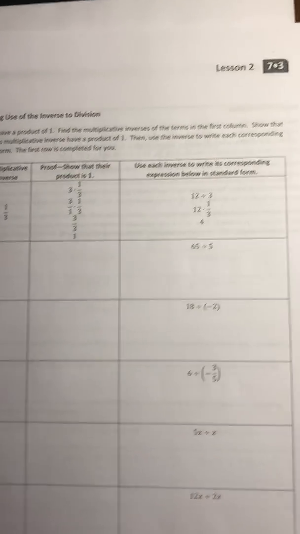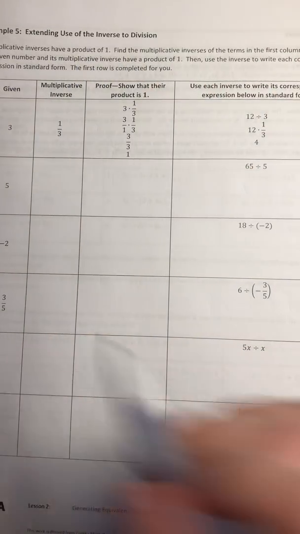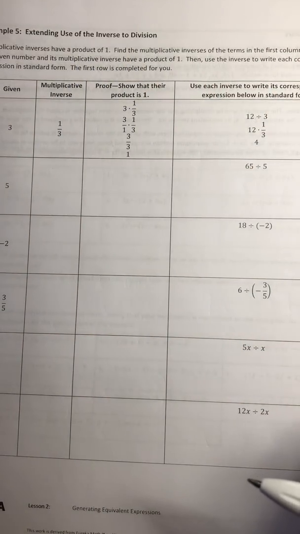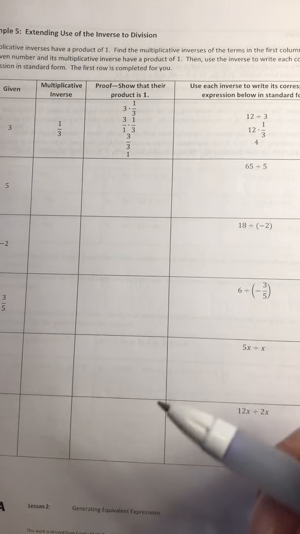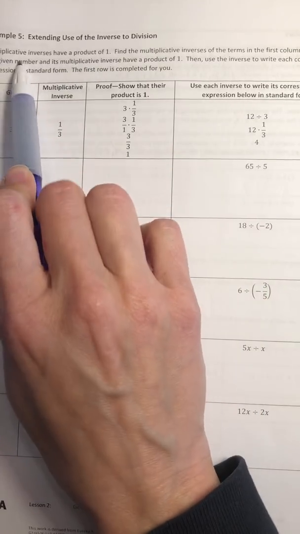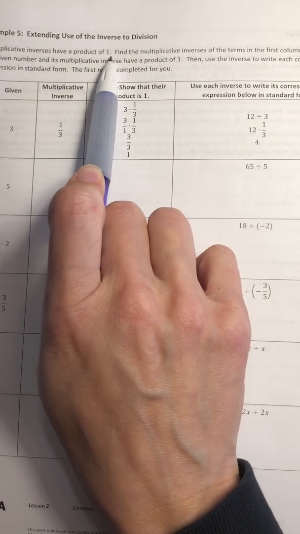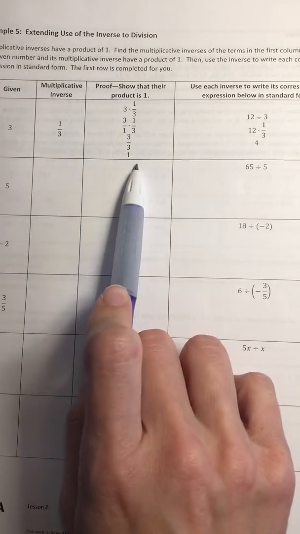Okay, and let's see. Last one, we have example 5. Extending use of the inverse to division. So we know that adding the opposite allows us to combine like terms. So let's see, it says multiplicative inverses have a product of 1. So when you multiply opposites, they give you 1.